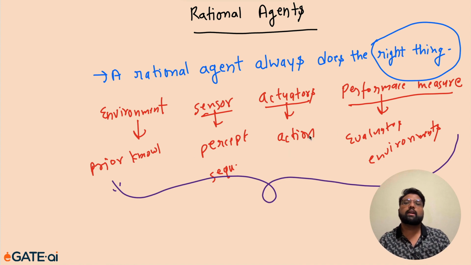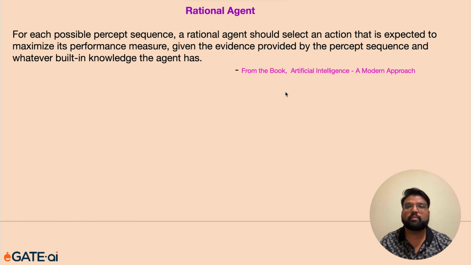So now, since we have an idea of all these four things, let's have a more standard definition of rational agents. This is the standard definition from the book Artificial Intelligence: A Modern Approach by Stuart Russell. This is the book we are following throughout this course. So basically this says that for every possible percept sequence, a rational agent should always select an action that is expected to maximize the performance measure, given the percept sequence and the built-in knowledge it has, right? So this formally explains everything that we were talking about.